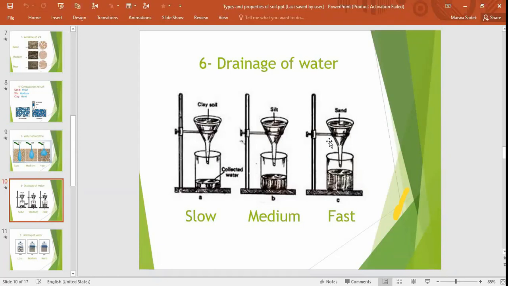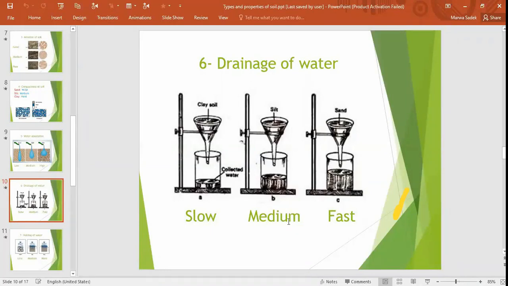Of course, the sand soil. If you look here, the biggest amount of water is here, the water that leaves sand soil. So this is why we will say that sand soil is fast in drainage of water. Drainage of water, as I told you before, means water leaves the soil, passing through the soil.